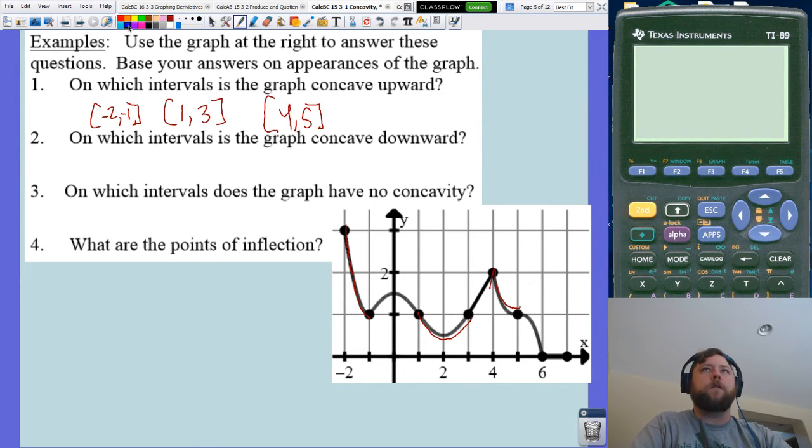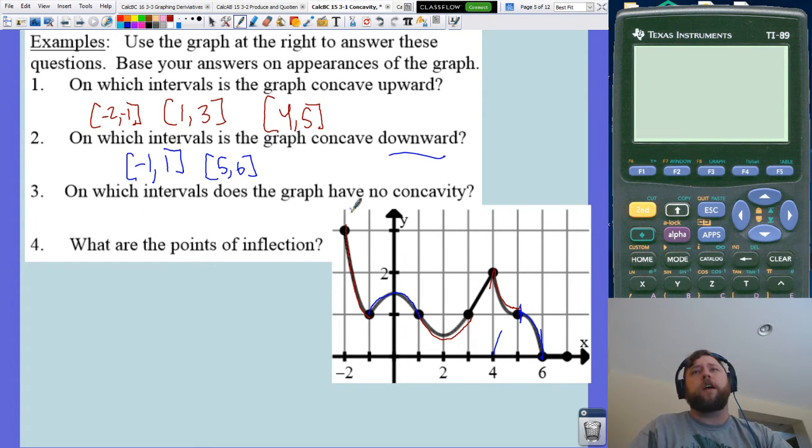Concave downward, which intervals are downward? It's going to be this area right here, from -1 to 1. And that's straight, that doesn't count. And this is concave downward, so from 5 to 6. That'll be my last interval.